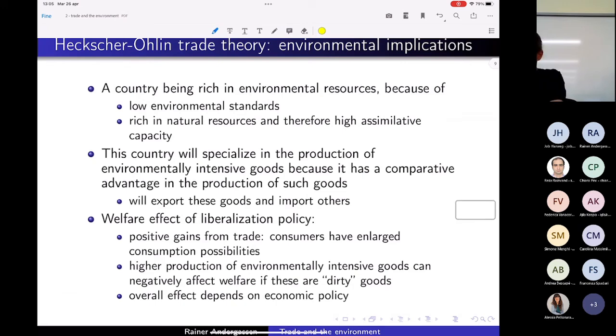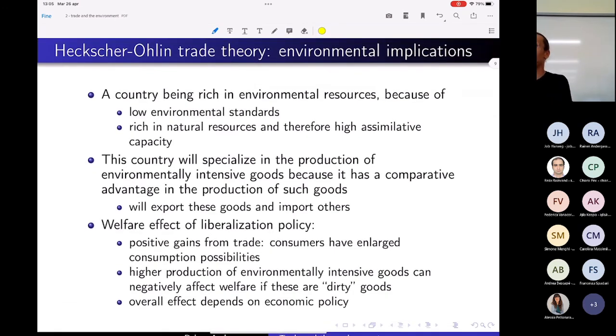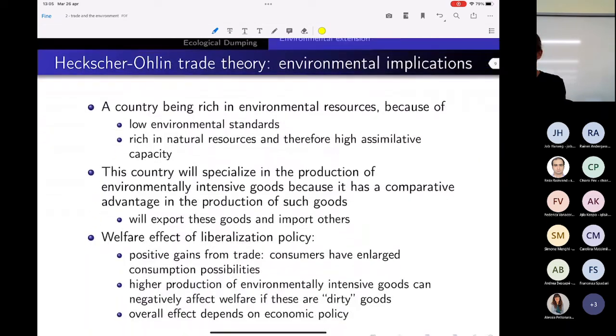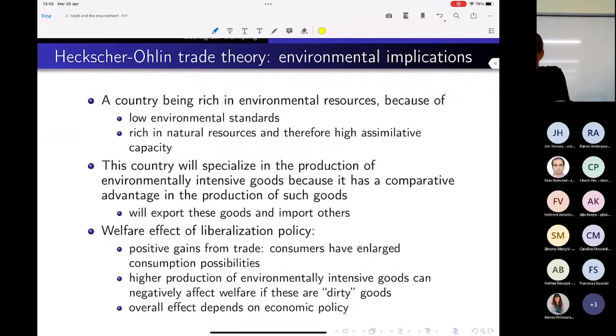Okay, so here, before going to the model, the environmental implications. Environmental implications, and then I'm going to the model. Here, what are the environmental implications?